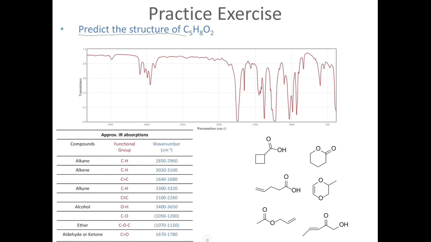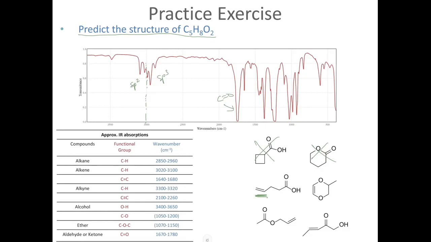Predict the structure of C5H8O2. Well, we can identify the carbonyl, and if we draw a line running through the 3,000, we can tell that we have a functional group other than an alkane. So that means we have sp3 hybridized carbon, and we also have sp2 hybridized carbon. So there's a possibility of having an alkene. If an alkene is present, then anything that does not have an alkene is going to be out.